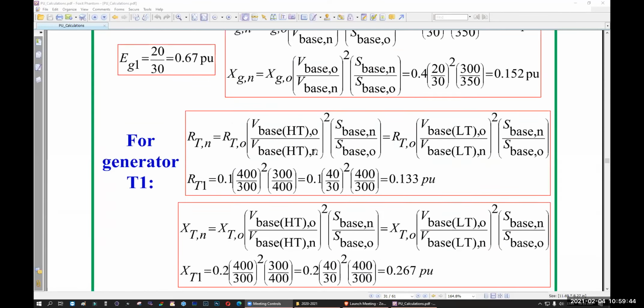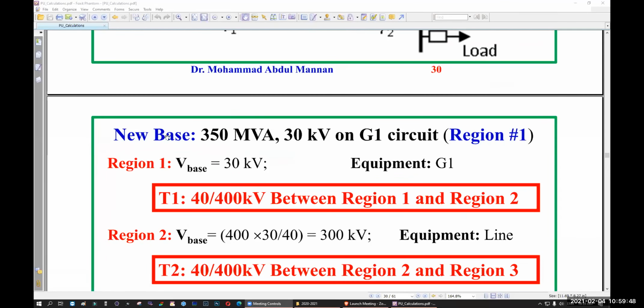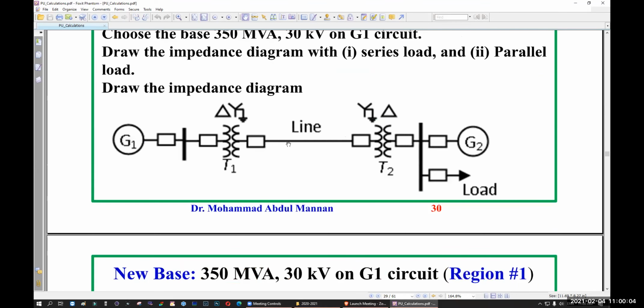Okay, now let's find out the values. First, solution. What is your new base? 30 kV and 350 MVA. Where? Where means from where you will start? T1, sir. Generator 1. Okay, if they said it is not generator 1, if they say it is transmission line, then remember I have drawn with the green color here 30, right? Then here 30, right? Then here 300, right? I have drawn, right? Yes, sir.